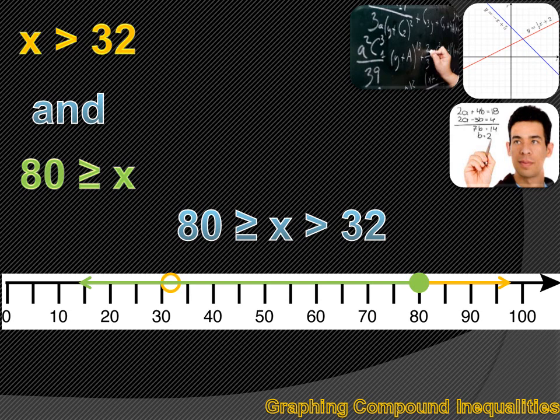So if I want to graph the combined or compound inequality, I want to draw a graph that only goes to those two extremes. And that's what the graph of 80 is larger than or equal to x, which is larger than 32, would look like.